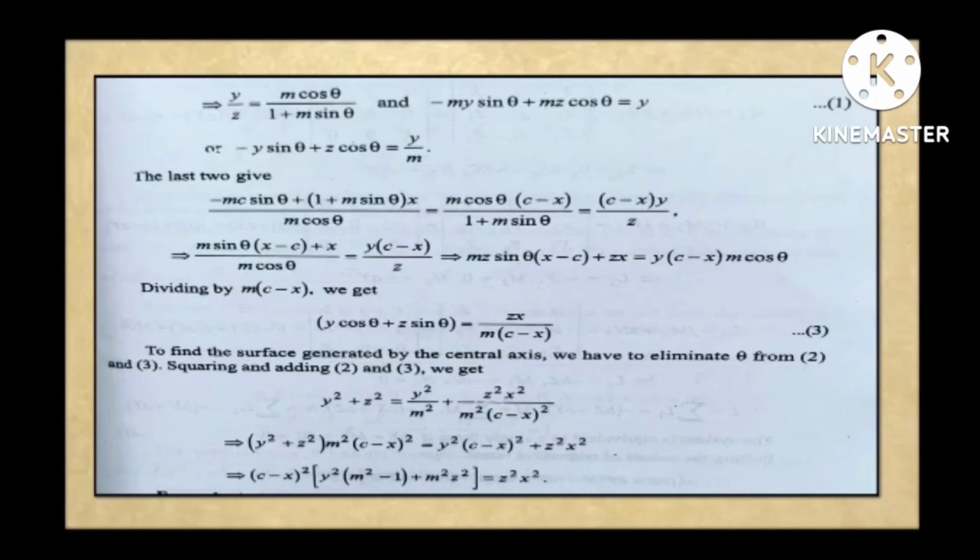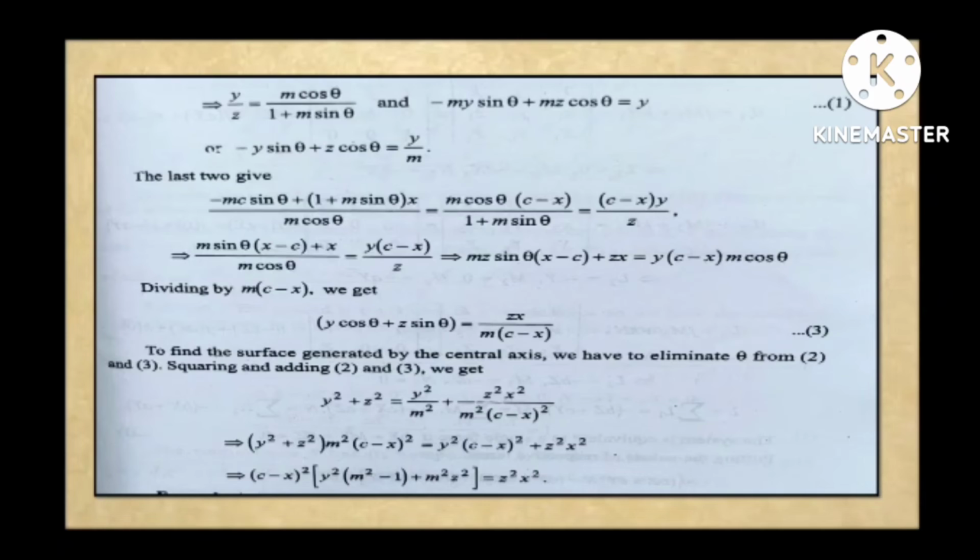And in the previous equation we will take out the last two terms and we will calculate it as minus mc sin theta plus 1 plus m sin theta x whole upon m cos theta equals m cos theta into c minus x whole upon 1 plus m sin theta equals c minus x y upon cz. This was the equation, and we will be taking out the last two, and we will get mz sin theta x into x minus c plus zx equals y into c minus x m cos theta.